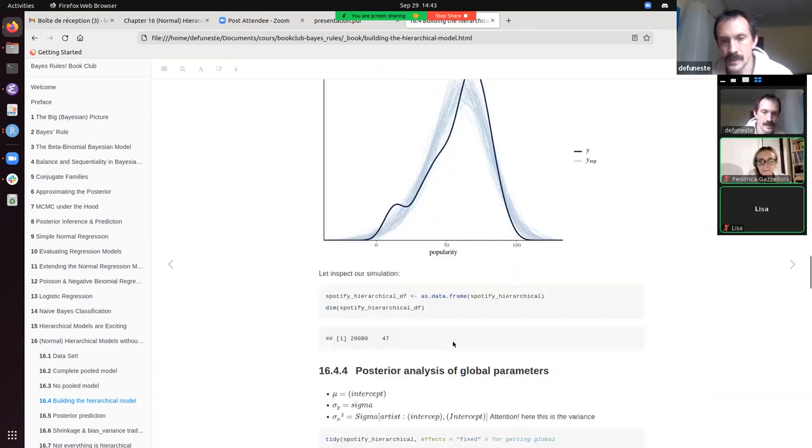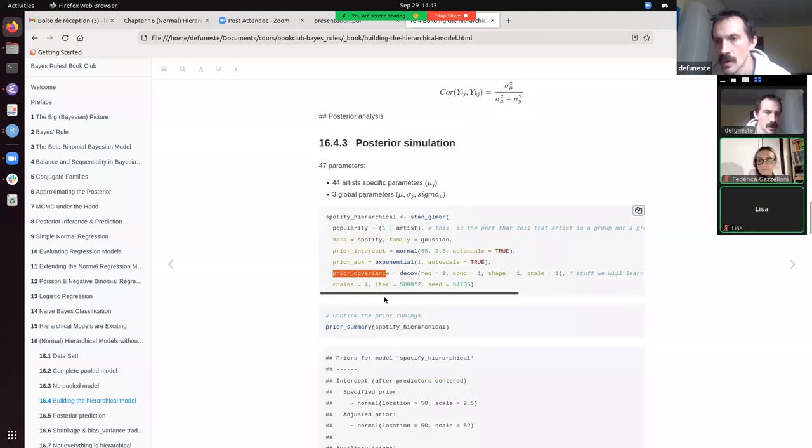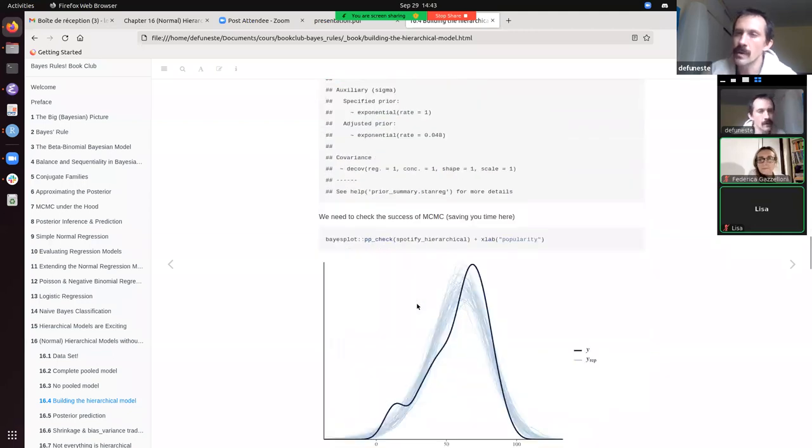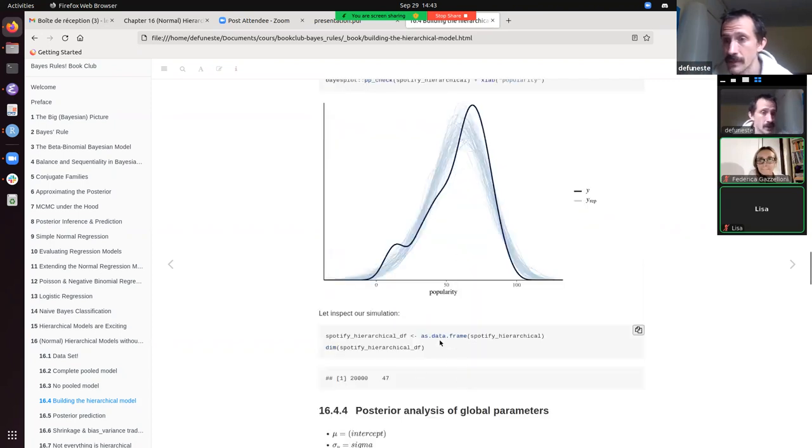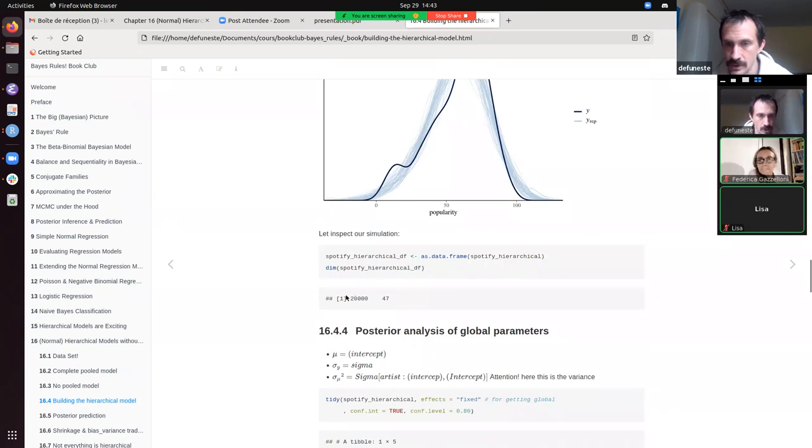And then let's inspect our simulation. The stuff we always do, because we are setting up four chains here. I never remember if it's a matrix or a list of data frames. I think it's a matrix of four data frames that we need to convert to one data frame to have an easier structure. So this is done here. I just show you the dimension. So we have 20,000 new values of 47 parameters.